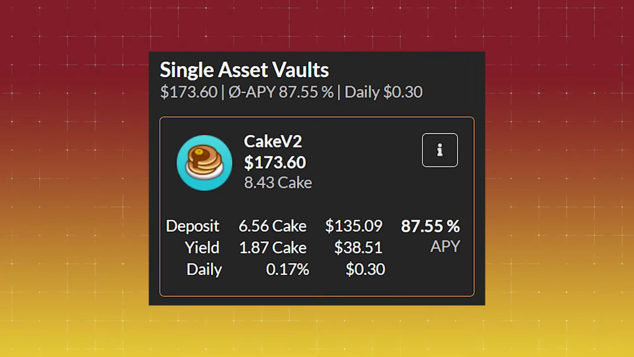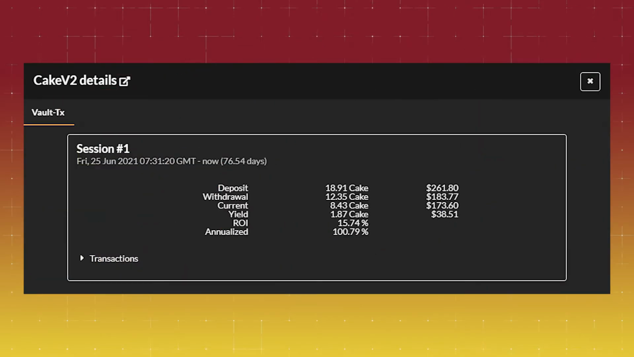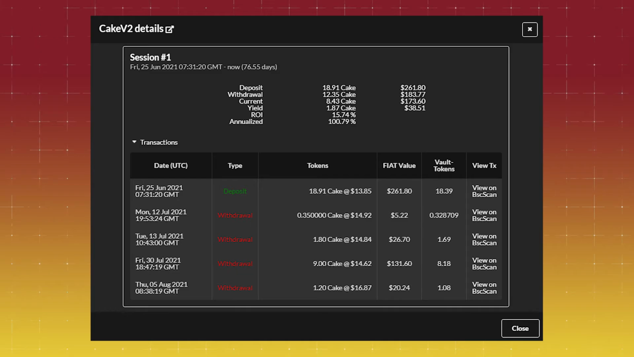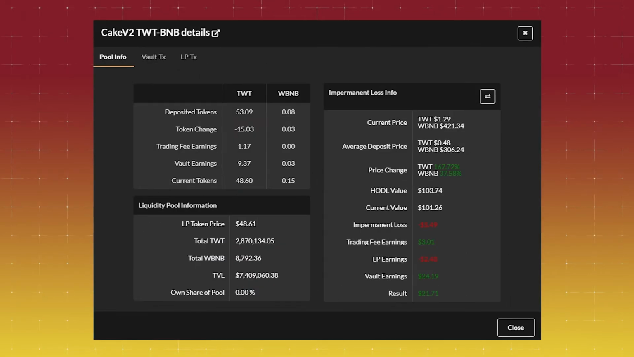To view detailed information, click here. Here in more detail it is indicated how much we contributed in total, how much was withdrawn, the current value, how much was earned and the payback. The transactions indicate when we made a deposit or withdrawal, in what quantity and at what price. Also, it all comes down to the dollar price, and if desired we can view the transaction itself on BSCScan.